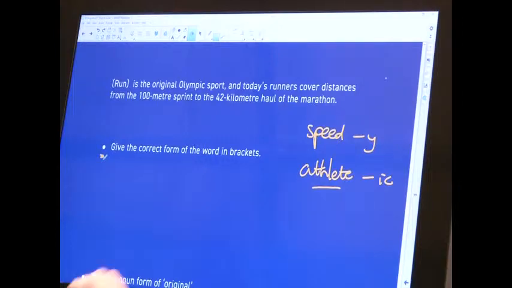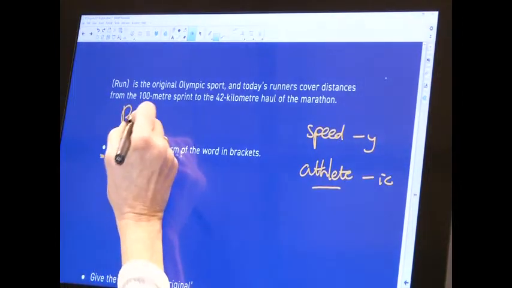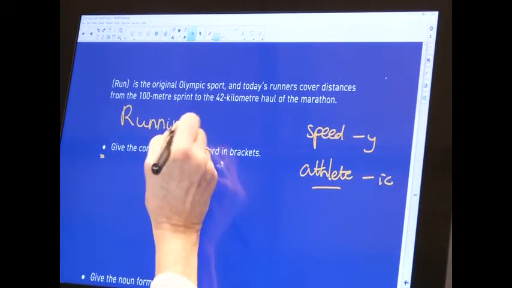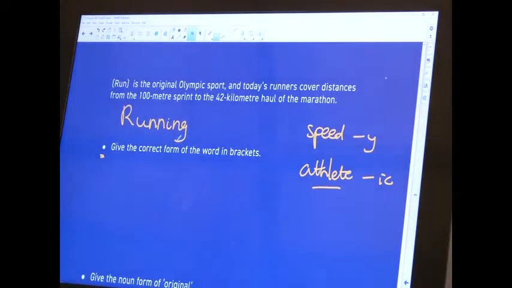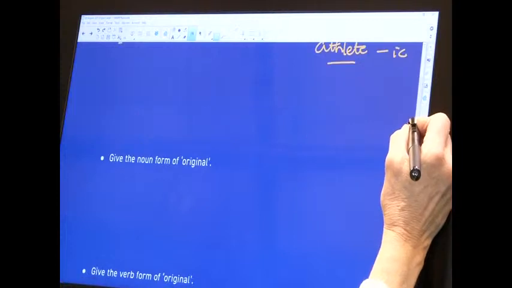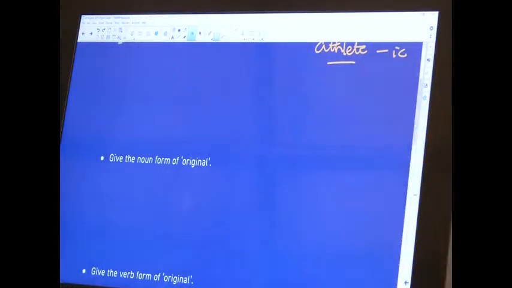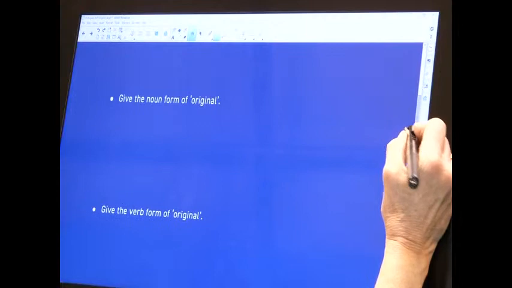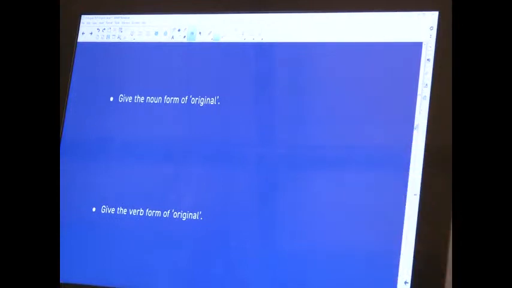And you would say here, the answer is running. Then a more typical home language question: give the noun form of, or give the verb form of. It's not that FAL students can't be asked it in this way. So you just need to have a look at past papers and see how it's asked in the questions that you are preparing yourself to answer.